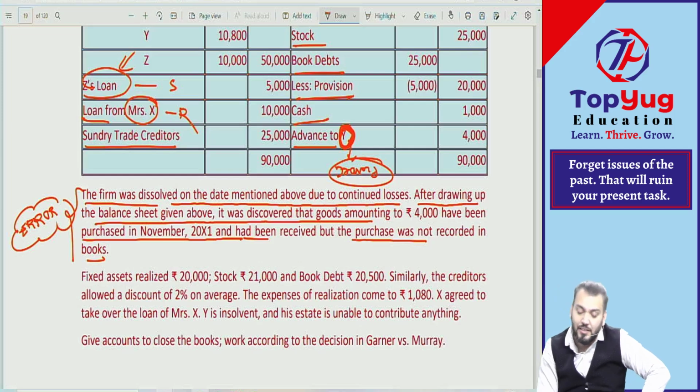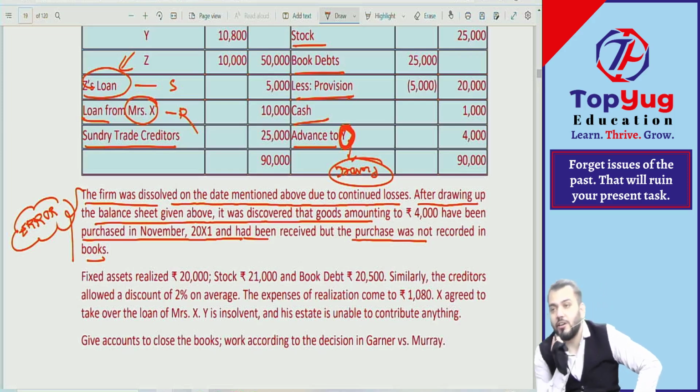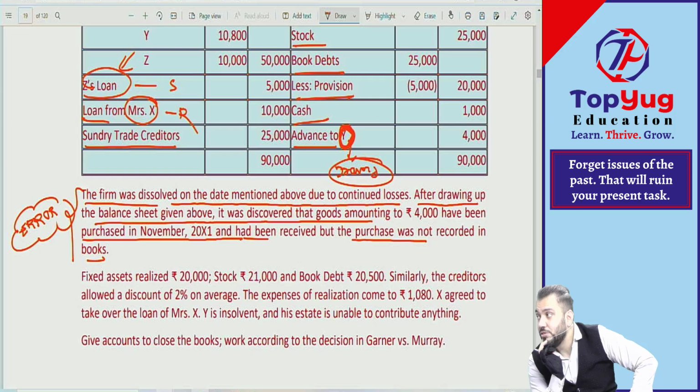So what they said is that there was one purchase of goods. The goods was received, but the purchase was not recorded. So what journal entry will you do? What is the rectification entry?